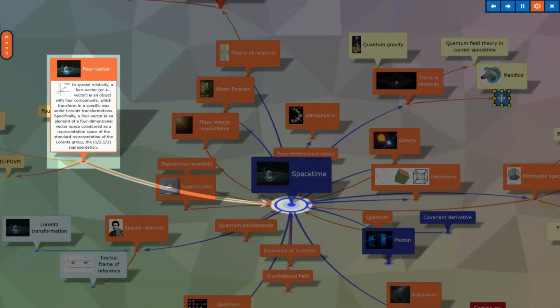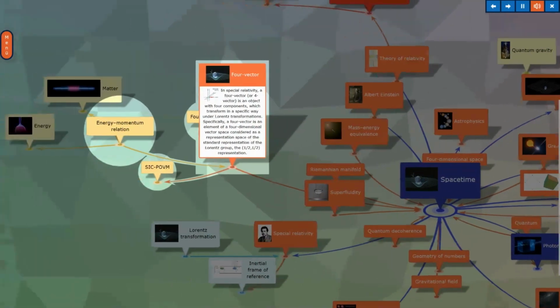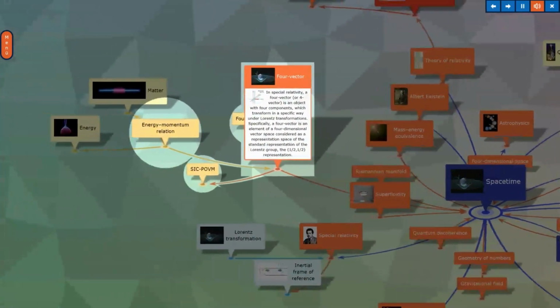4-vector. In special relativity, a 4-vector is an object with four components, which transform in a specific way under Lorentz transformations. Specifically, a 4-vector is an element of a four-dimensional vector space considered as a representation space of the standard representation of the Lorentz group, the (1/2, 1/2) representation. The topic 4-vector in overview.